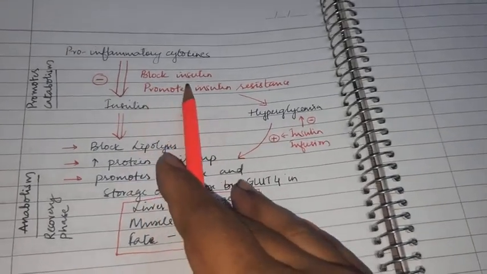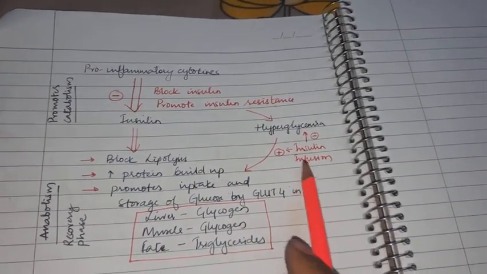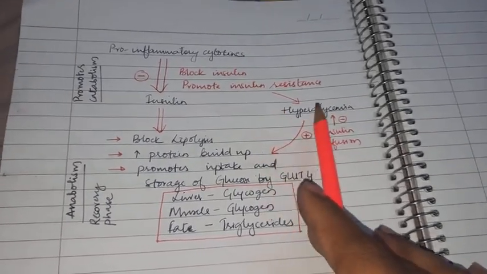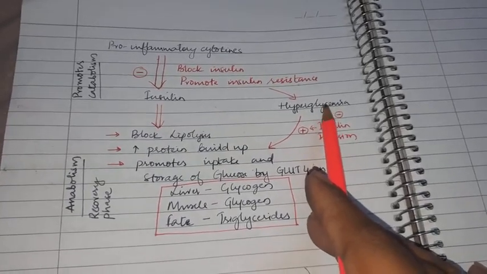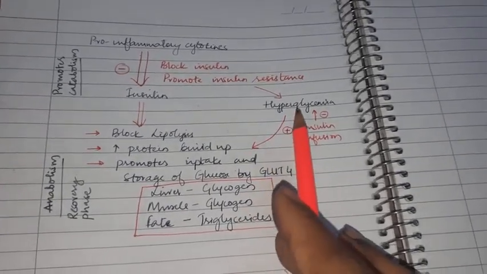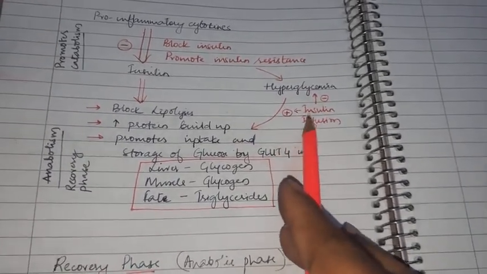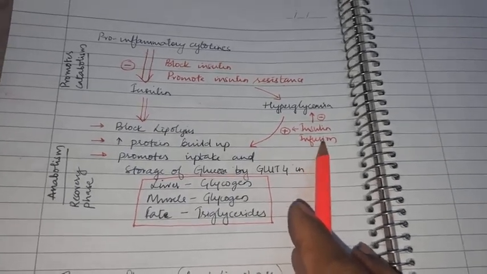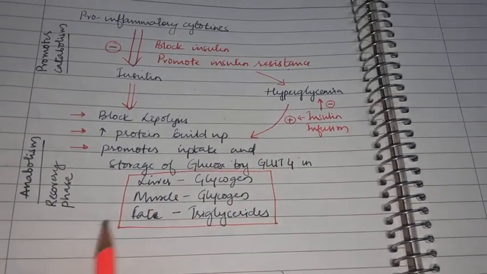So what happens when the insulin is blocked? It promotes insulin resistance and causes hyperglycemia, right? So when there is hyperglycemia in a patient, it usually means that there is insulin resistance and the insulin is being blocked, and the pro-inflammatory mediators or factors are taking over. Increased duration of hyperglycemia is detrimental to the health of the patient, so we have to maintain a euglycemic state. So here we can start an insulin infusion which can inhibit hyperglycemia and promote anabolism, right?